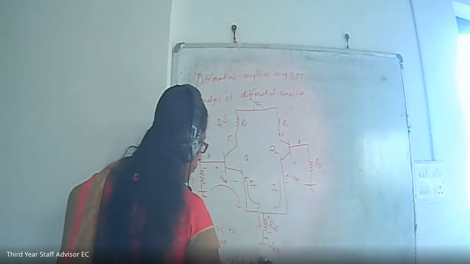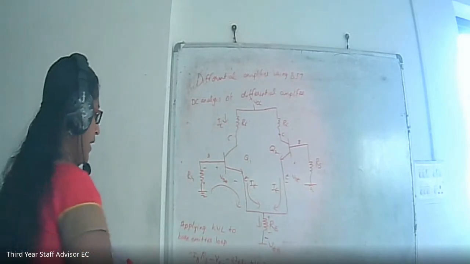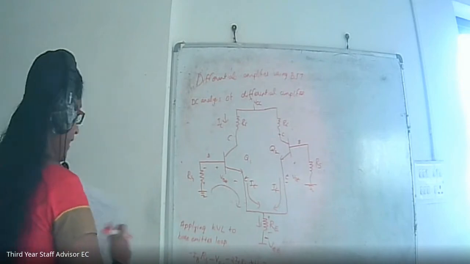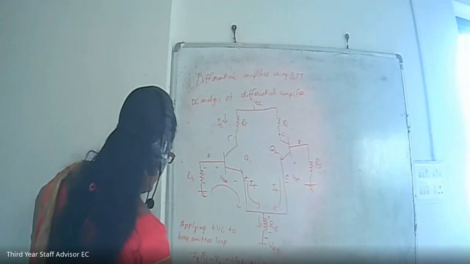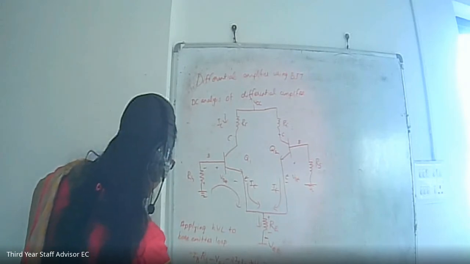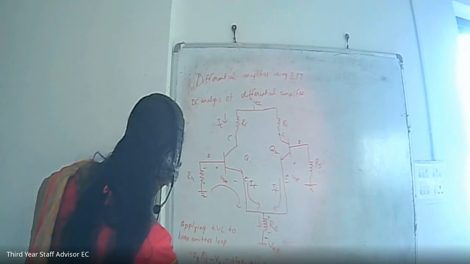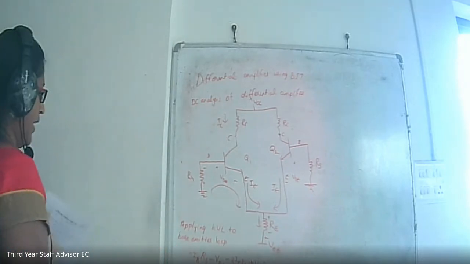Now, this is the first equation. Next, we can rearrange this equation like this. VEE is equal to IB into RS plus VBE plus 2 IE into RE. You can rewrite the equation this way.